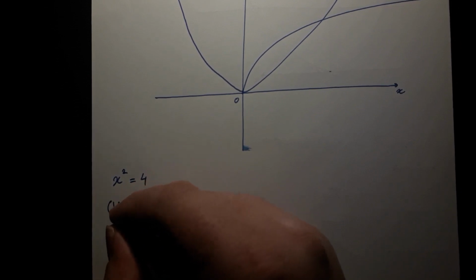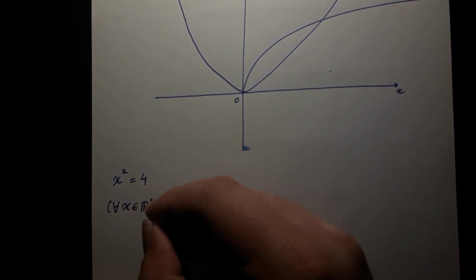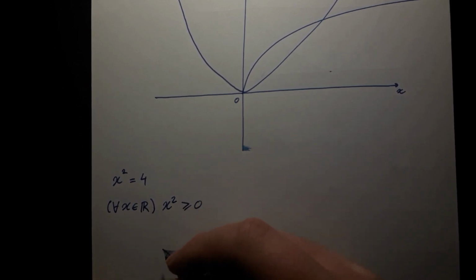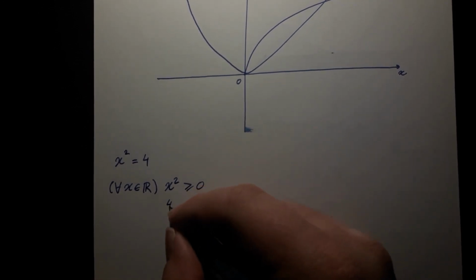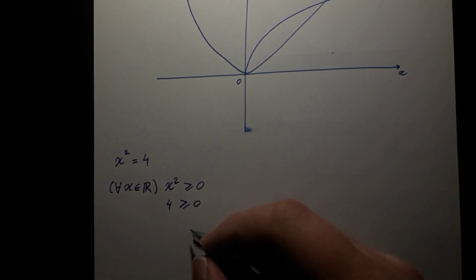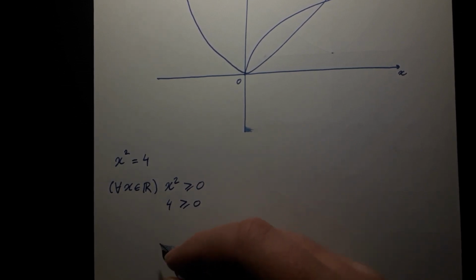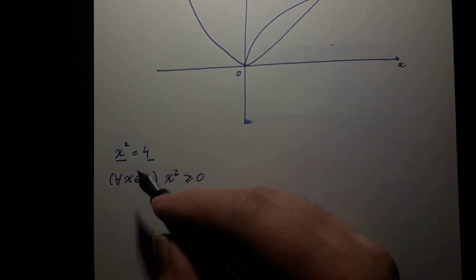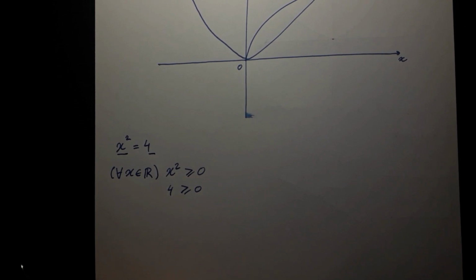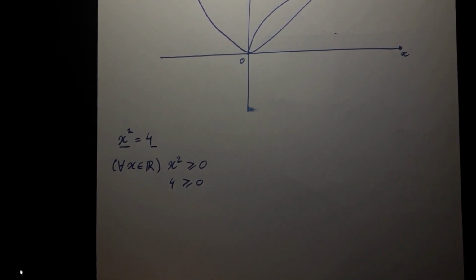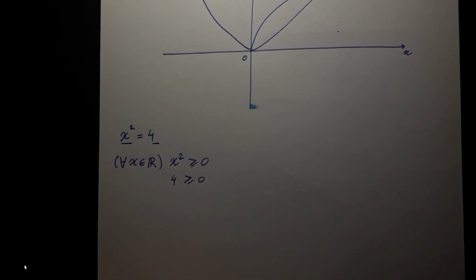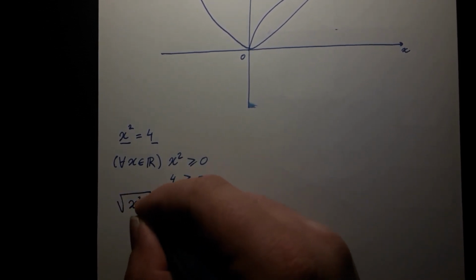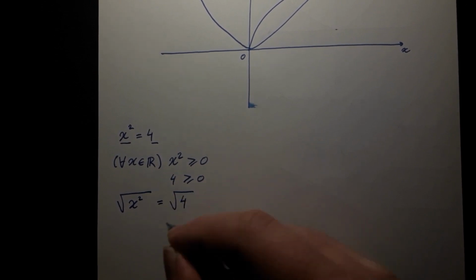For every x which is a real number, we know that x squared is larger or equal to 0. We know that 4 is larger or equal to 0. So we see that both values, x squared and 4, belong in the domain of the square root function. That means that we can take the square root of both sides of the equation. So we get that the square root of x squared is equal to the square root of 4.